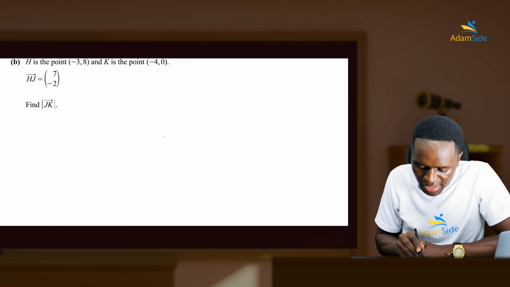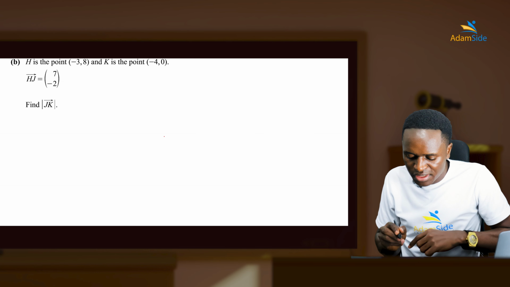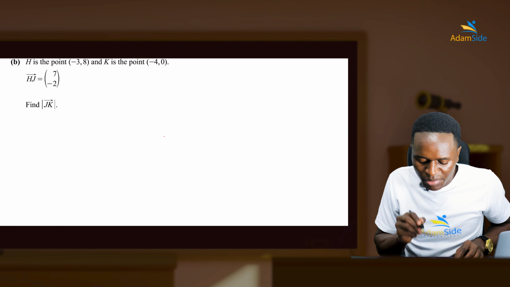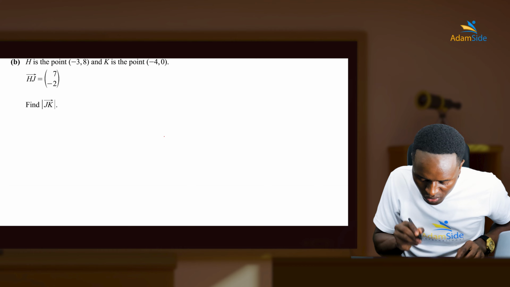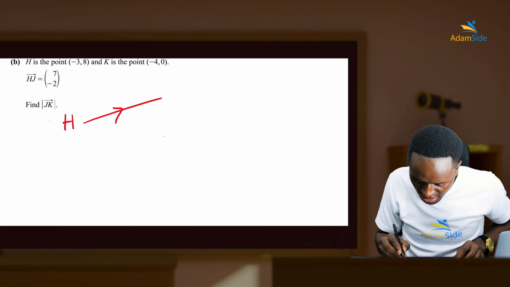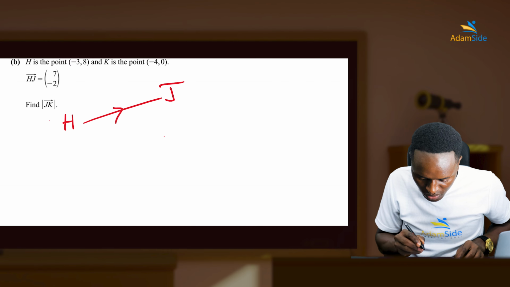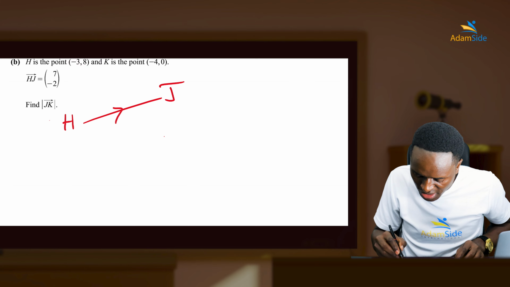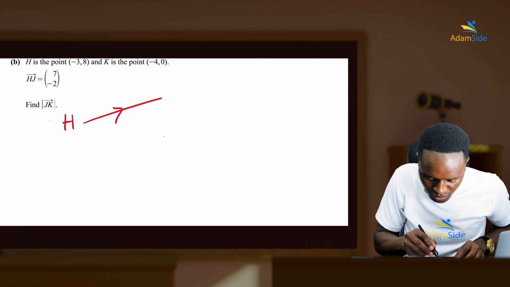Okay, so question number 13b. H is the point (-3, 8), and K is the point (-4, 0). HJ is (7, -2), and then find the magnitude of JK. So you can have a picture. Let's say we have vector H and then J. Let's just put it as HK. We have vector HK, because that's what we are given first.